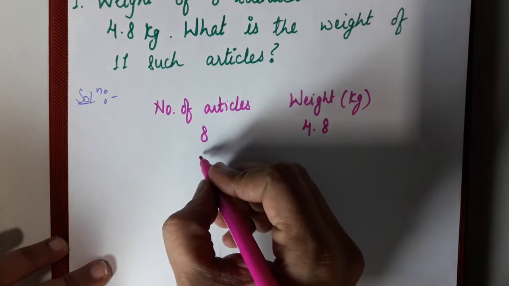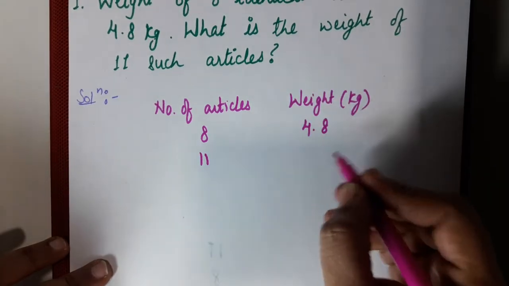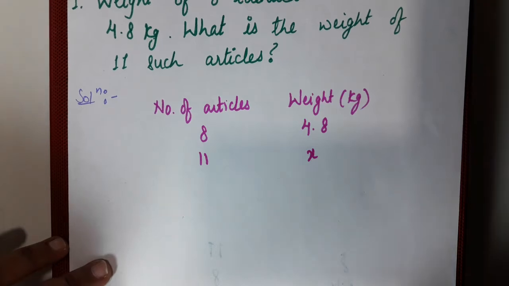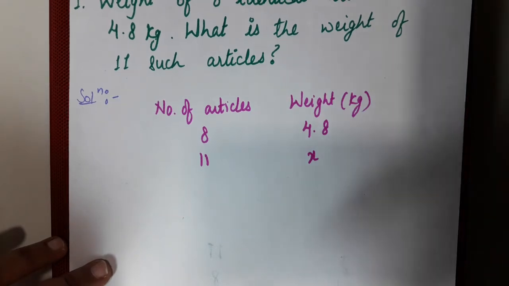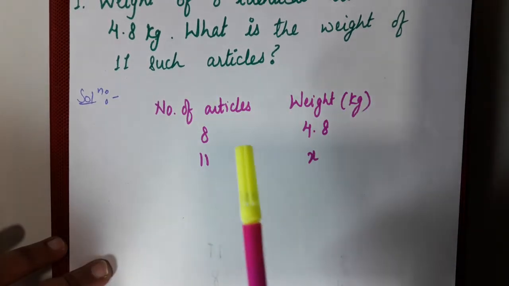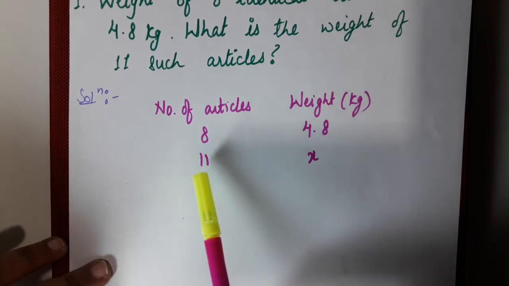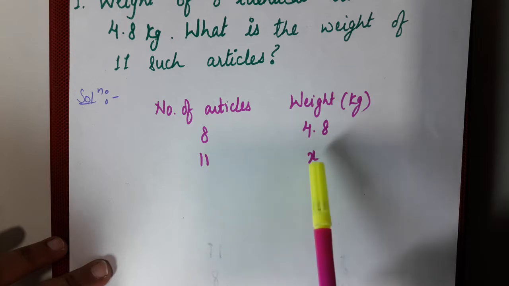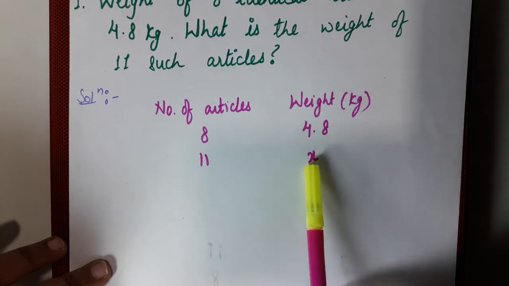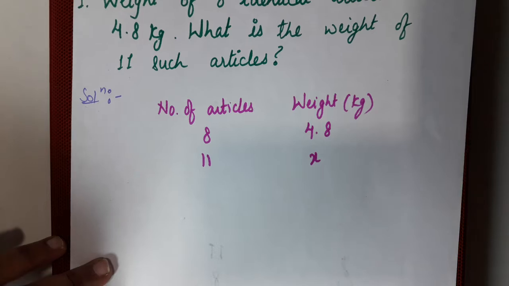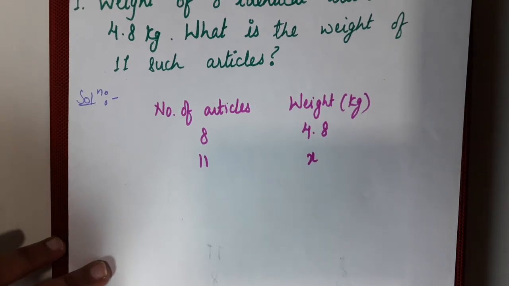So 11 will be placed under number of articles. What will be the weight? So we assume it as x. Now we have framed the question. If 8 articles are there, the weight will be 4.8, and you are asked if 11 articles are there, what will be the weight. As I discussed with you, very firstly it is very important to find out which kind of variation the question belongs to.